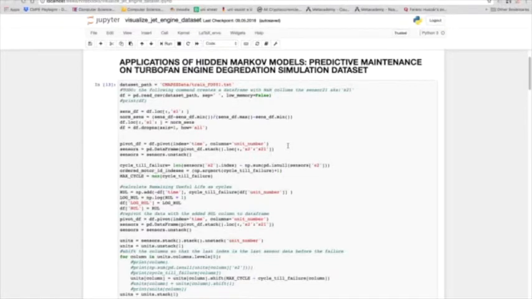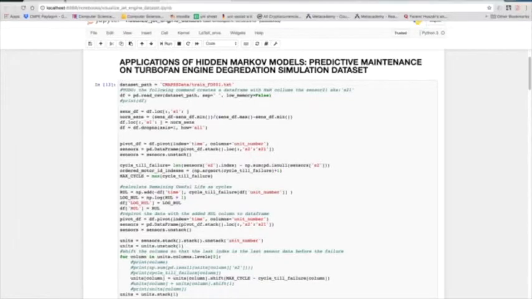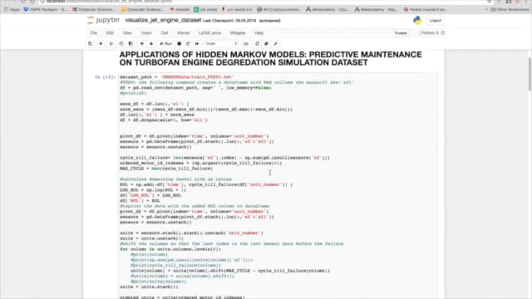In my senior project, I worked on hidden Markov models and their applications. I especially worked on the predictive maintenance problem and used a turbofan engine degradation simulation dataset. This dataset is taken from NASA's Prognostics Center, as can be seen here. Coming back to the dataset.